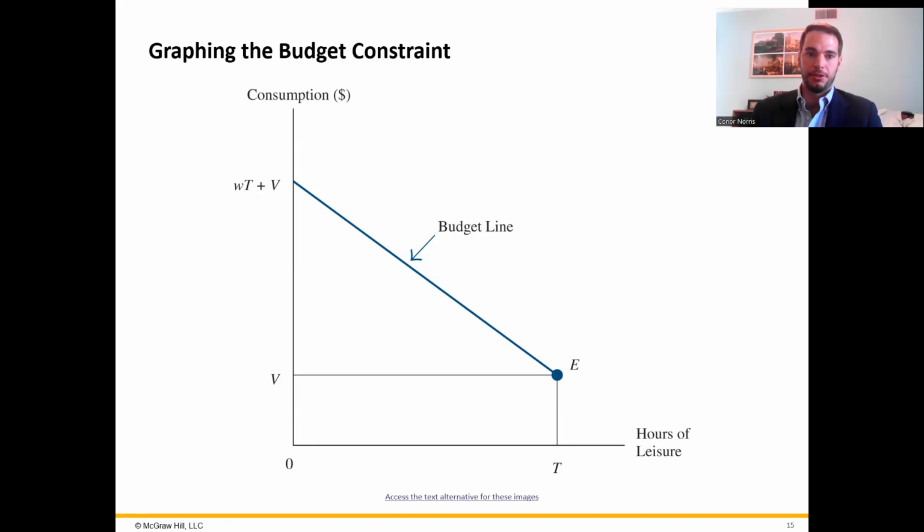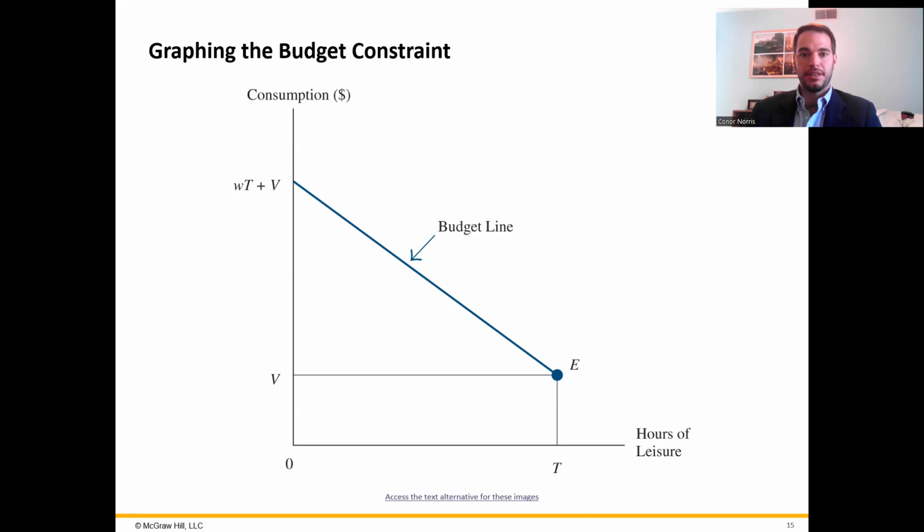So here's our budget line visually, which should help a little bit rather than just looking at the equation. The amount of consumption is on the y-axis and the hours of leisure is on the x-axis. So here we can see the budget line sloping downwards. T represents the total amount of time. So if this is a day, it's 24 hours. If it's a week, 168, and so on and so forth.